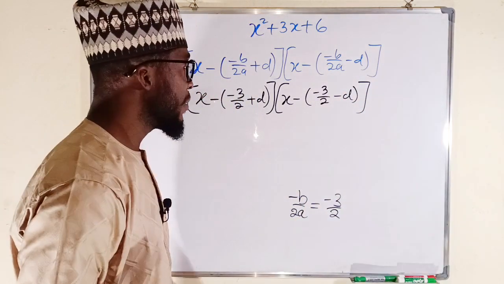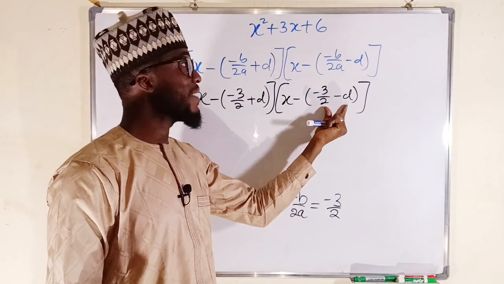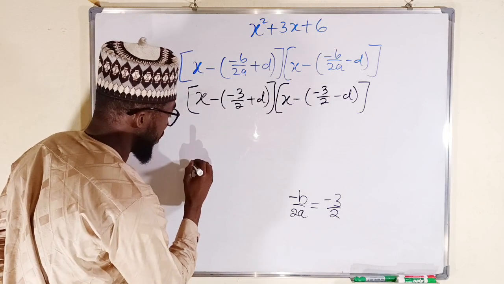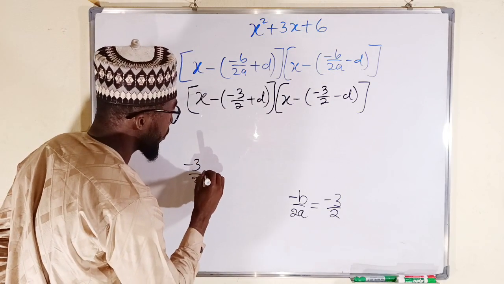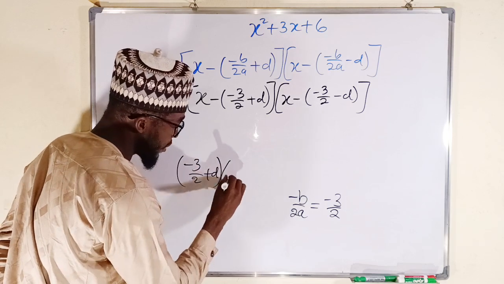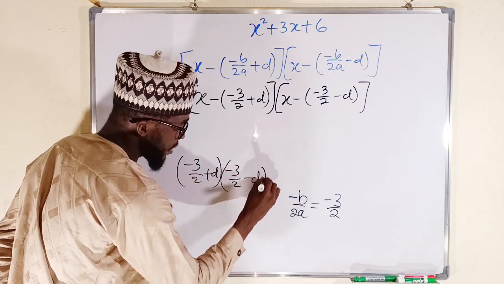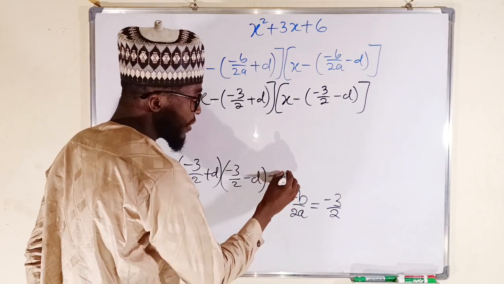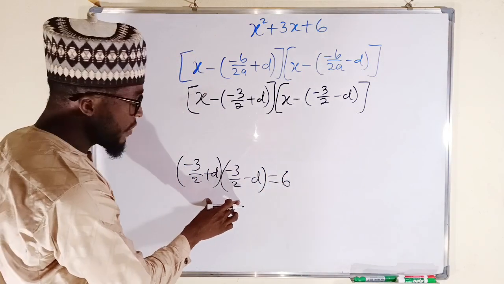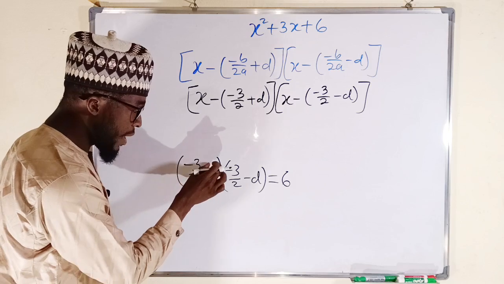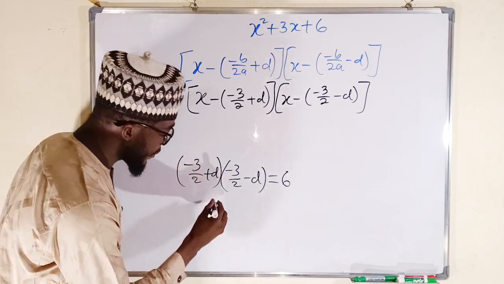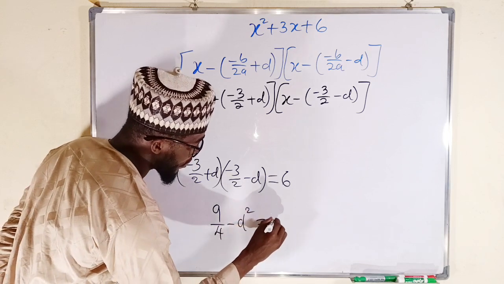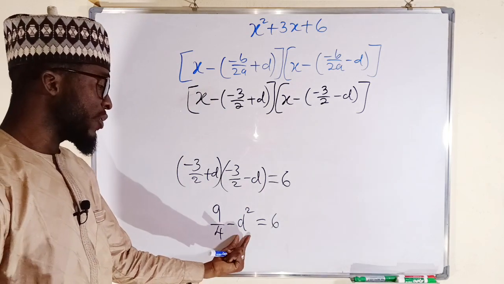Next, we need to find the d by multiplying these two terms and setting them equal to c divided by a. So we have negative 3 divided by 2 plus d, multiplied by negative 3 divided by 2 minus d, which will give us c divided by a. 6 divided by 1 is still 6. These are always difference of two squares. Square this minus you square this. This is going to give us 9 over 4, right? 9 over 4 minus d squared, and this is equal to 6. Make d squared the subject.